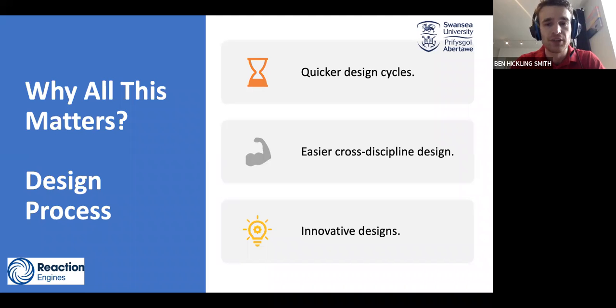Industry is very competitive these days, and we're always looking to have quicker design cycles. It also allows us to increase the amount of cross-discipline design that's going on. If we're able to analyze designs quite quickly, we can sit down as a group, have a chat about what we think needs to be done, and then rather than having to wait months before coming back and sitting again as a group, we can look at those designs.